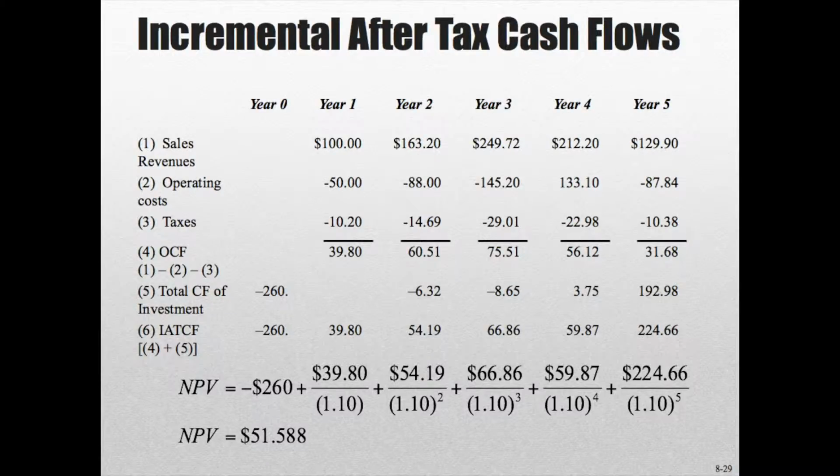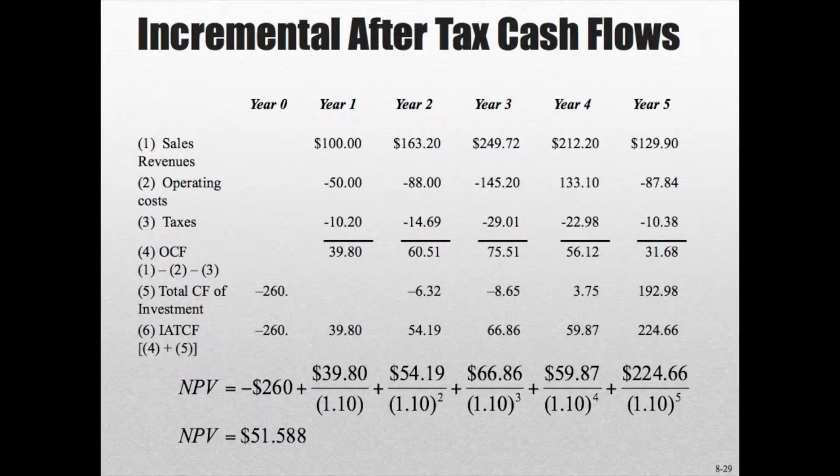Okay, so now we have all the information we need. We can summarize all of this, get the after-tax cash flows, and do a net present value. So we look at our incremental after-tax cash flows. We have our sales revenue. We have our operating costs. That was in the previous sheet. We know where our taxes are in the previous sheet. So we have our operating cash flow. It's simply 1 minus 2 minus 3. So sales revenue minus operating costs minus taxes equals our operating cash flow.